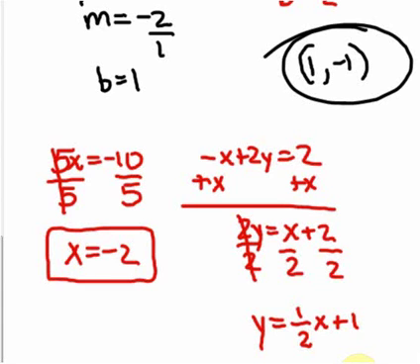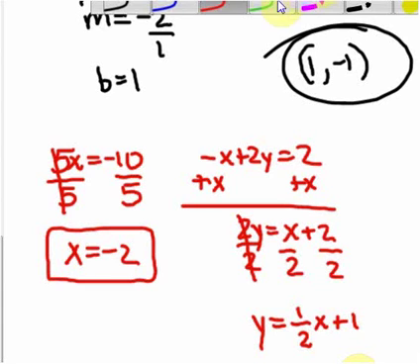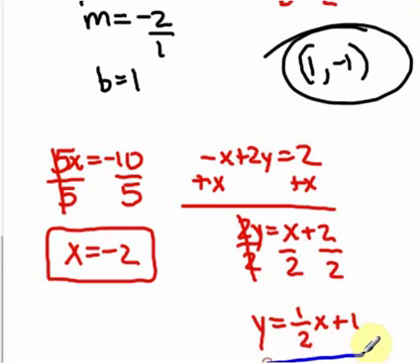Now I can graph that line. I'm going to use a different color to do so. I'll do this one in blue. So I'm going to put a dot on positive 1. And I'm going to go rise over run. The top number is rise, the bottom number is run. So I'm going to go up 1 to the right 2.